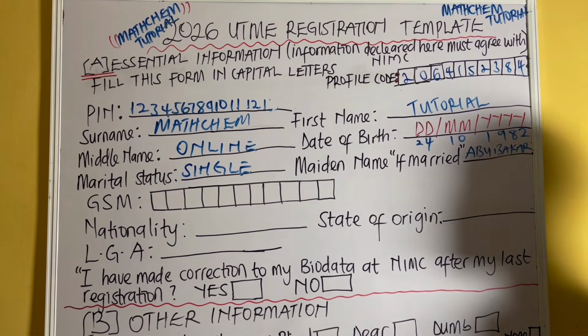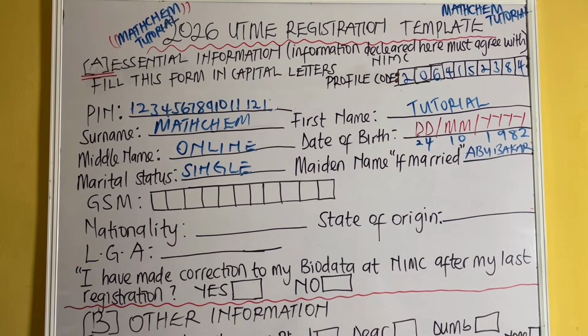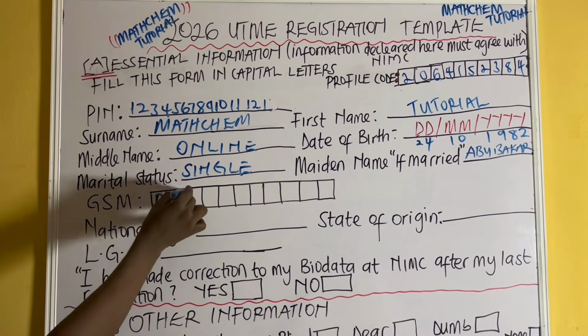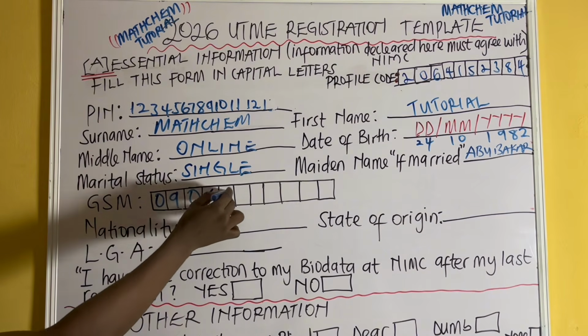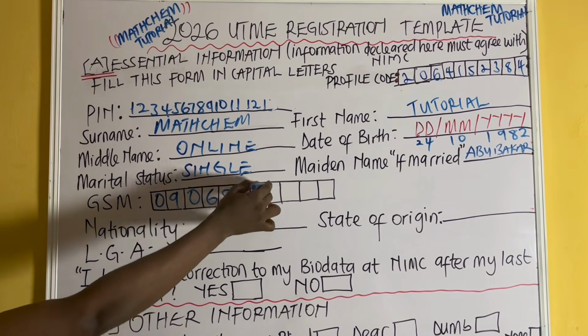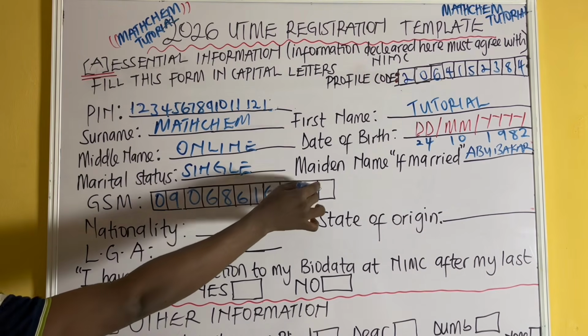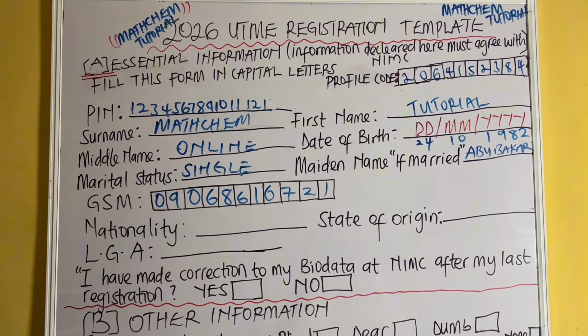Then after that, the next one is the GSM. That's your phone number. The phone number happens to be the number you use to generate your profile code. That must be the number you are going to use. Even automatically, the number will pop up itself, so you don't even need to stress yourself. So let's say the number is 090 68 61 67 21. So let's say that's the number.